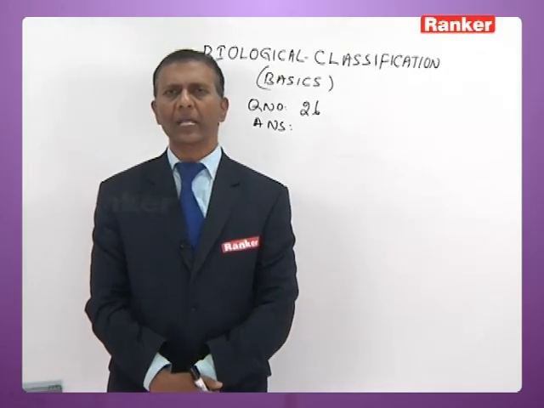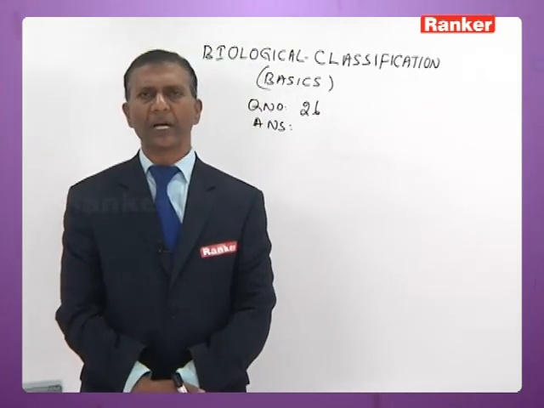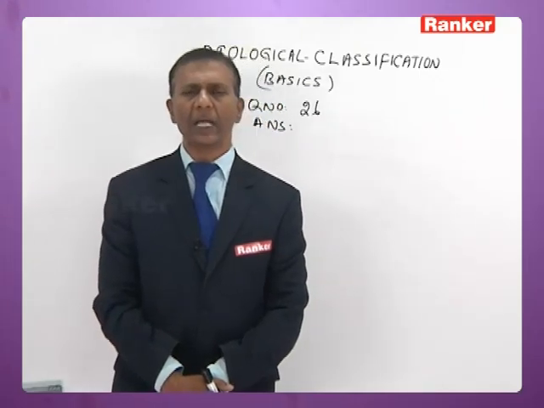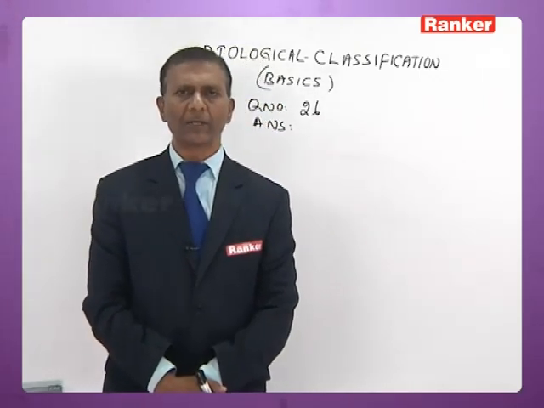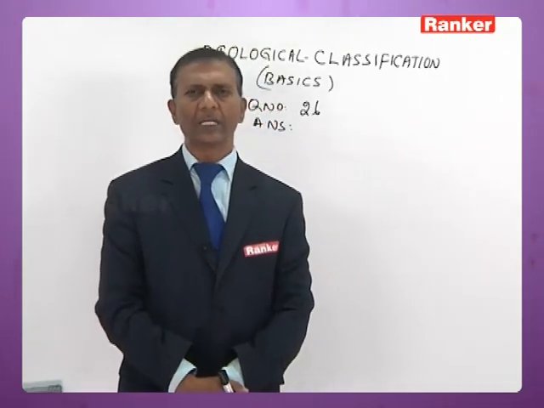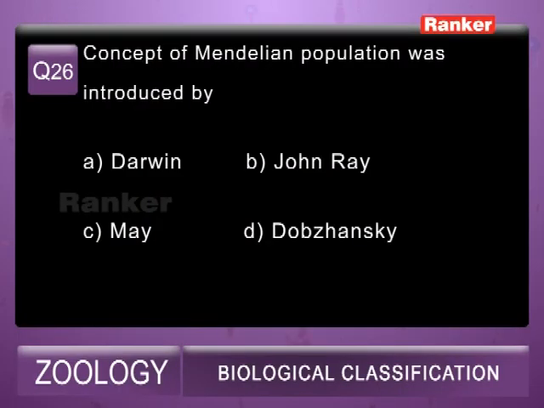According to Dobzhansky, a Mendelian population is a group of organisms which resemble each other in most of the morphological characteristics. They have a common ancestry. They interbreed freely among themselves to produce fertile offspring, and they share a common gene pool. Such kind of population can be called a Mendelian population. So 26th question, correct option is D.